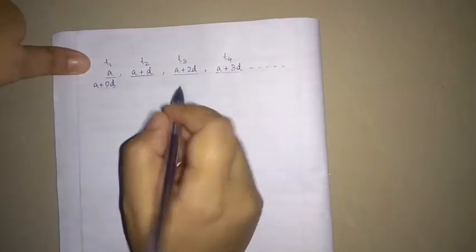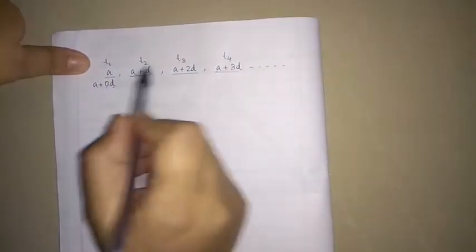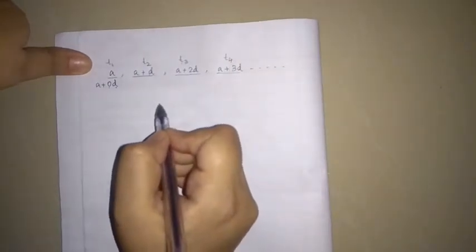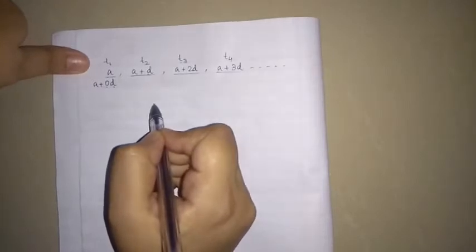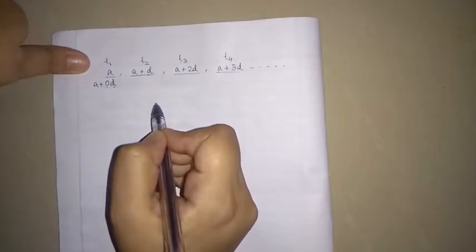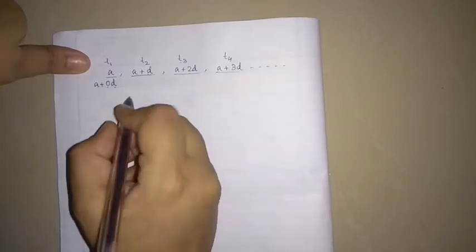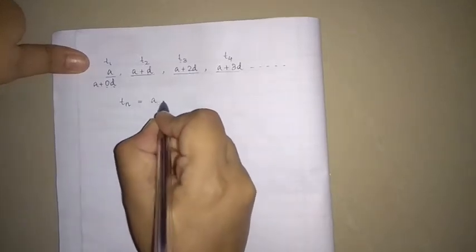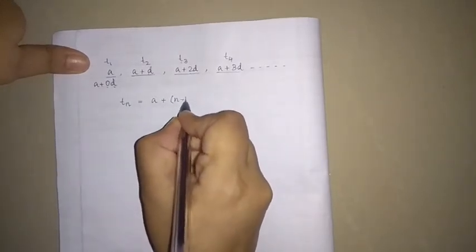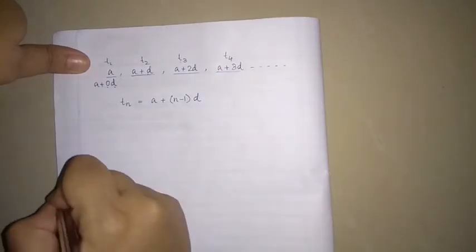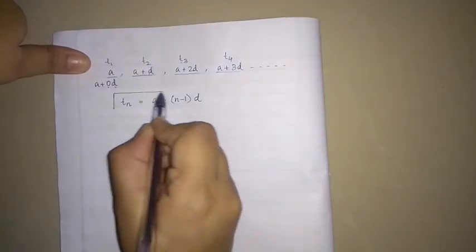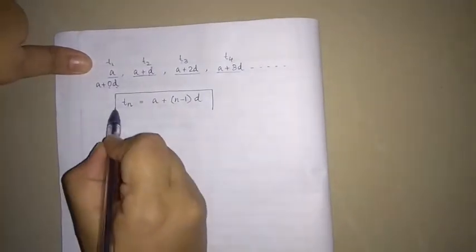So, for any term, we observe that the coefficient of d is always less by 1 than the position of that term in the series. So, we can say that any term Tn can be expressed as a plus n minus 1 into d. This can be our formula for the term.